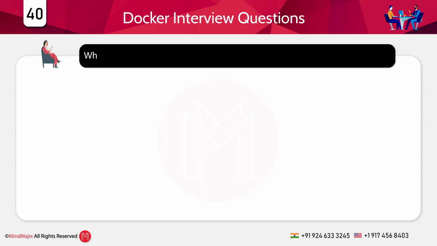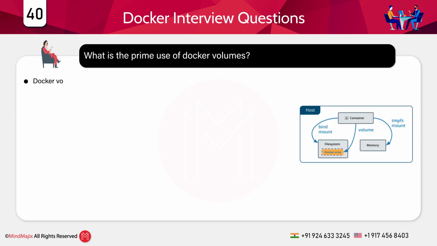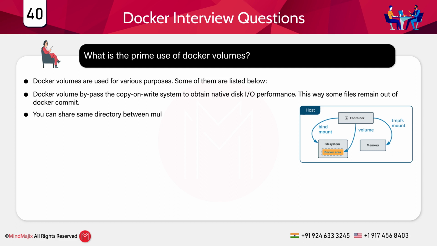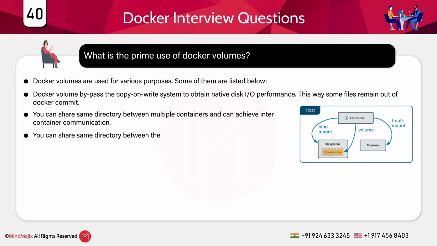The next question is, what is the prime use of Docker volumes? The answer is Docker volumes are used for various purposes. Some of them are listed below. Docker volumes bypass the copy-on-write system to obtain native disk input/output performance. This way, some files remain out of the Docker commit. You can share the same directory between multiple containers and achieve inter-container communication. You can share the same directory between the host and container. You can share a single file between the host and a container.